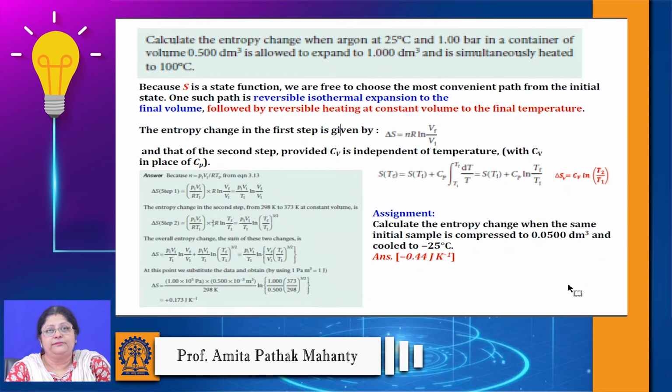Please take up another question, another numerical. Calculate the entropy change when the same, whichever argon gas we are talking about, is compressed to 0.05 dm cube from 1 dm cube and cooled to minus 25 from 100 degrees.